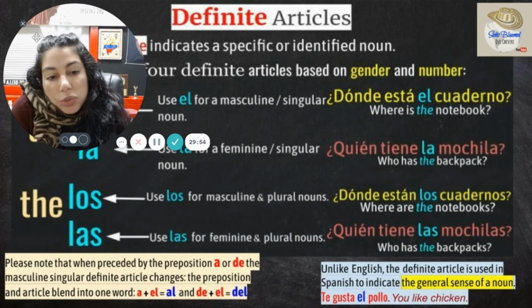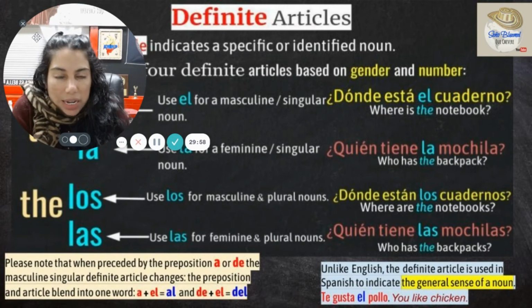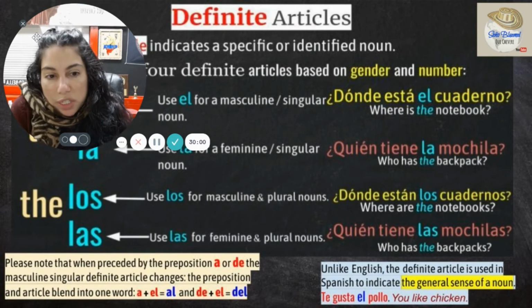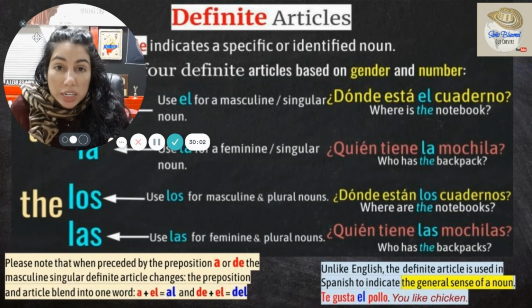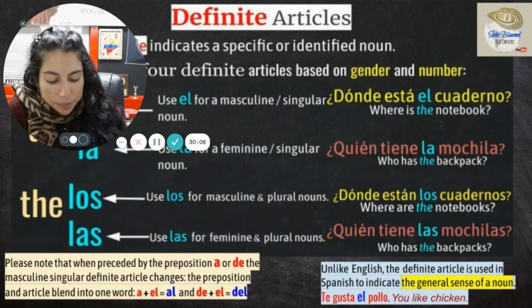But in English, you would say you like chicken. You wouldn't say you like that chicken unless it's a specific type of chicken. But if it's something general in Spanish, we use the definite article. So, ¿te gusta el pollo?